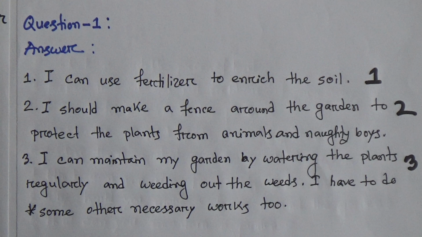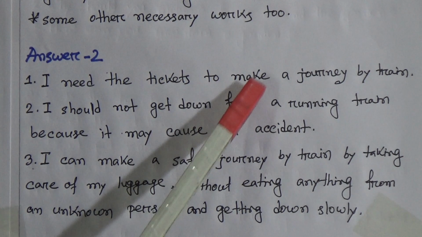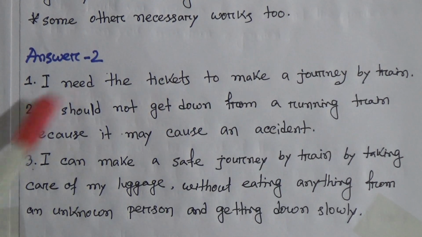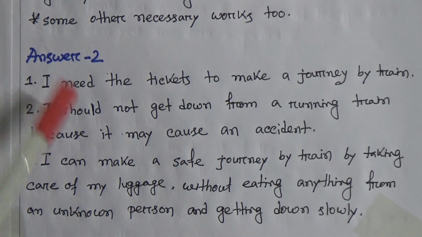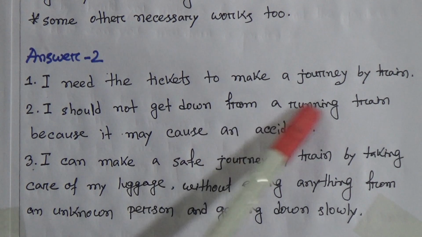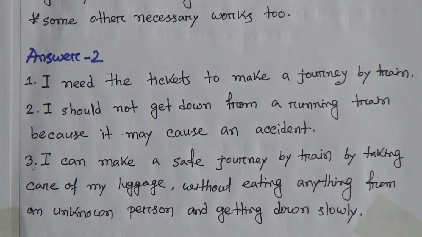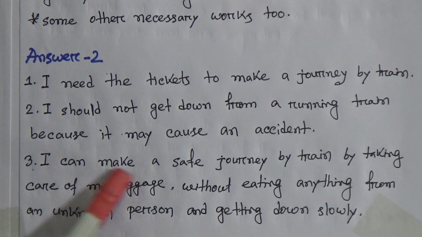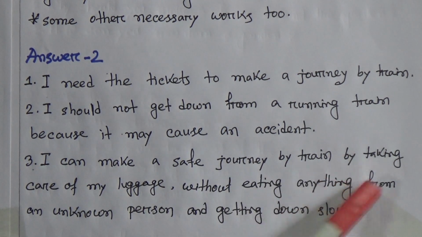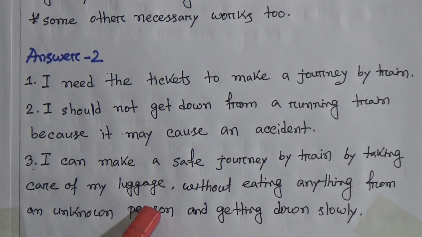There are 3 questions. What do you need to make a journey by train? The answer, I need the tickets to make a journey by train. Question B, why should you not get down from a running train? Answer is, I should not get down from a running train because it may cause an accident. Number 3, how can you make a safe journey by train? The answer is, I can make a safe journey by train by taking care of my luggage, without eating anything from an unknown person, and getting down slowly.